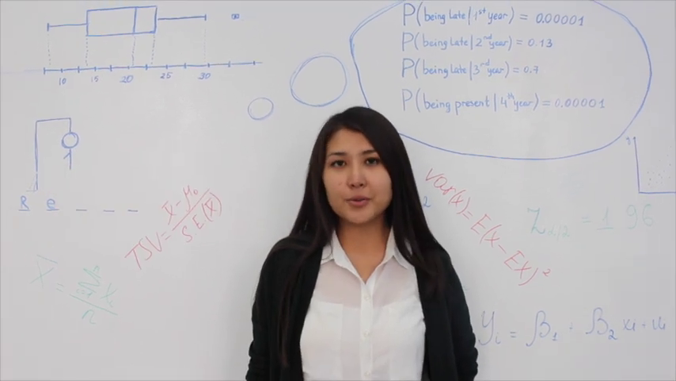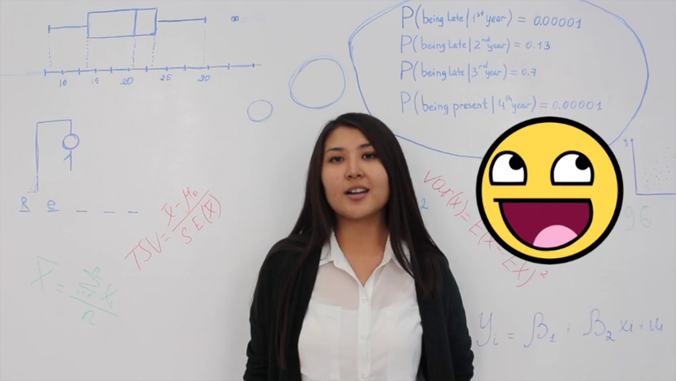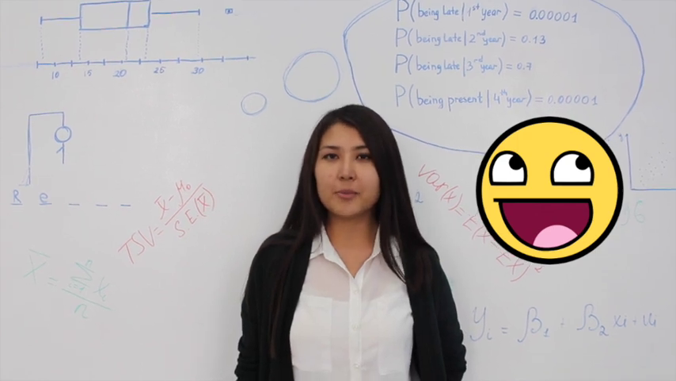Today we are going to prove that if two events are independent, then their complements are also independent. First of all, let's start with the definition of independent events. According to the intuitive definition, events A and B are called independent if the occurrence of one of them does not influence the probability of the occurrence of the other.